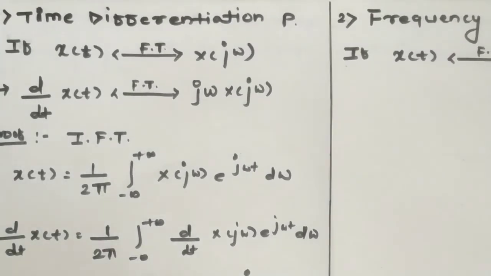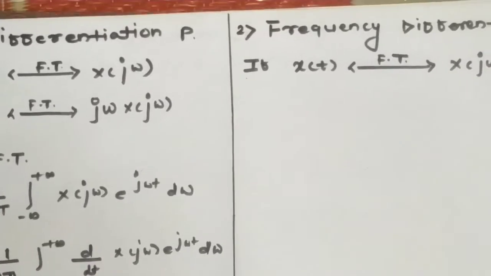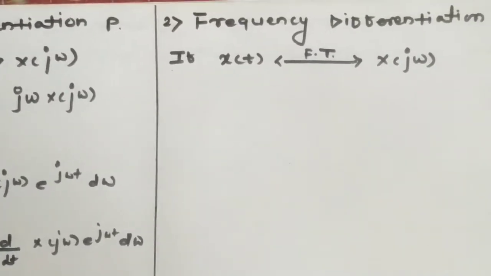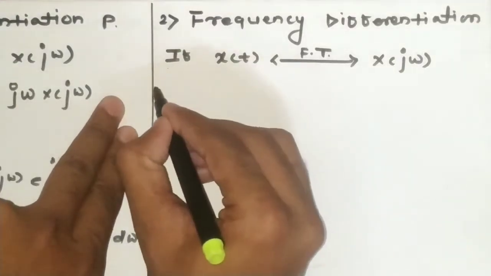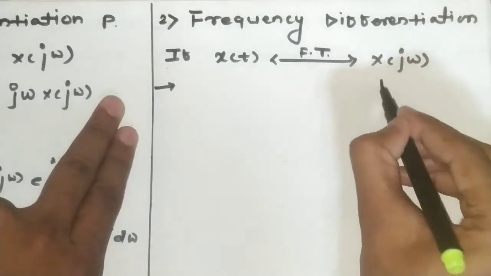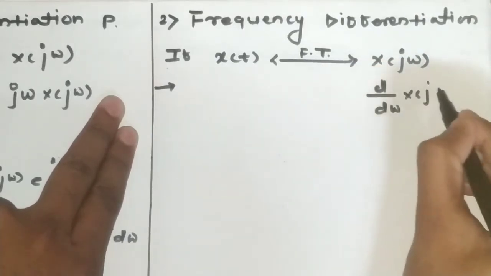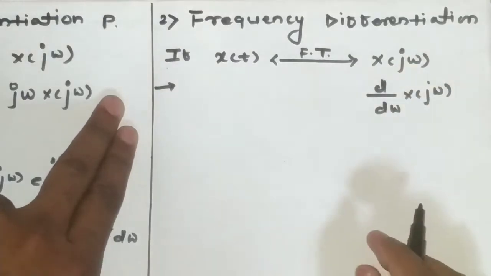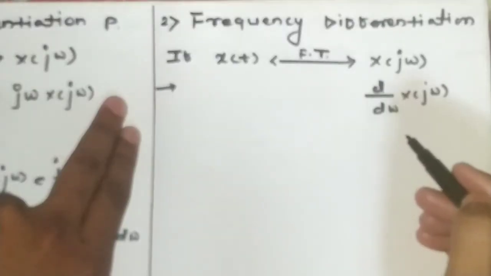Now if it is the time differentiation property, let us come across frequency differentiation. We have the first statement as x of t's Fourier transform is x of j omega. Now we have to differentiate in the frequency domain, so this gives d by d omega of x of j omega. Again we'll assume that we don't know the result of it. We know only that we have to differentiate with respect to omega.